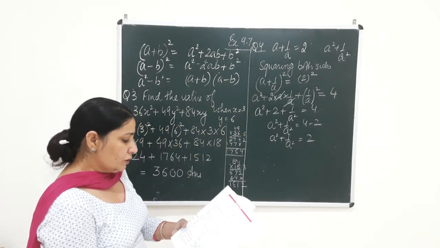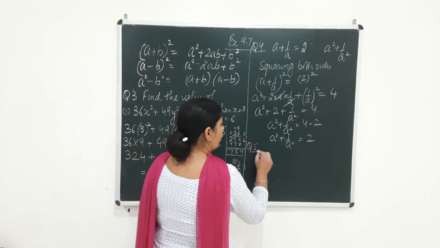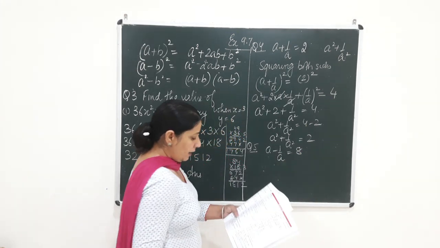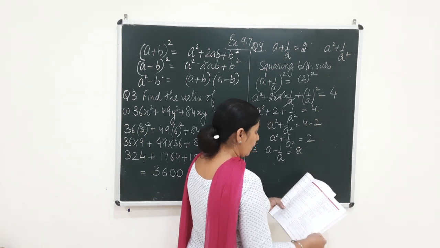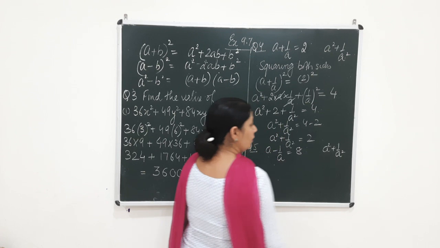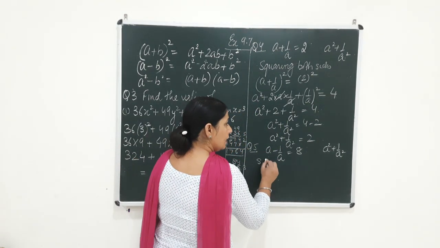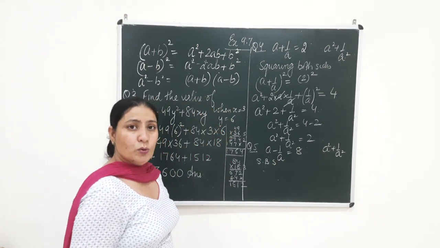Similarly children, I have got the second part, fifth question. In the fifth question, I have got a minus 1 over a is equal to 8, beta, and I have to find again the value of a square plus 1 over a square. Okay? So when I have to find a square plus 1 over a square, again I will be squaring both sides. SBS means squaring both sides.